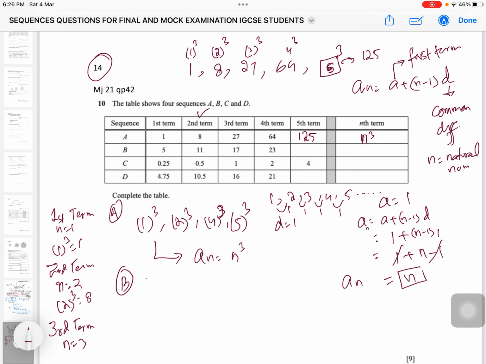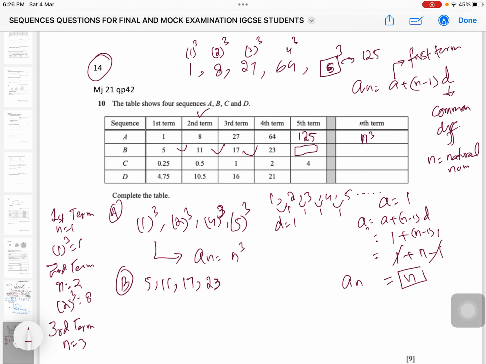Sequence B says 5, 11, 17, 23. Now what's the next term? Look, there are two main sequences with us. One is geometric sequence, one is arithmetic sequence. Arithmetic sequence says the common difference is the same. First check the difference. First thing you do in a sequence question, when you get a sequence, is get the difference between the consecutive terms.